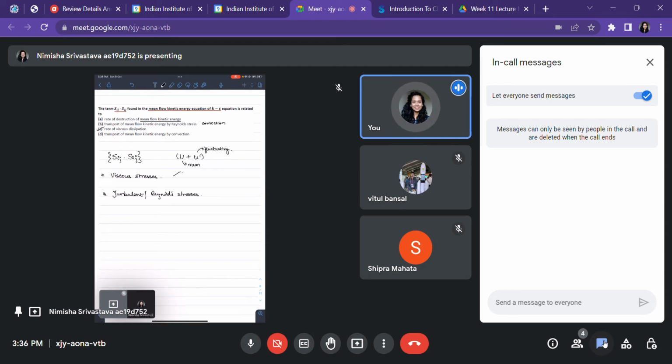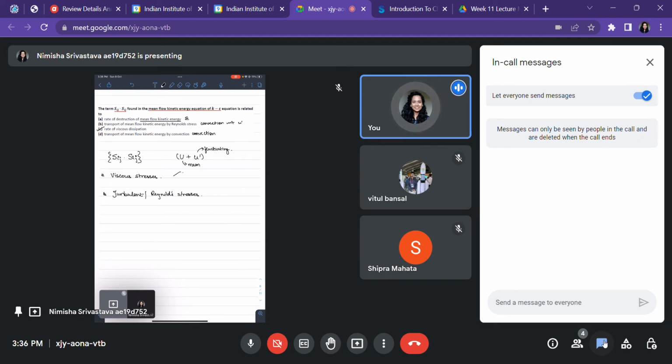And transport of mean flow kinetic energy by convection. This is convection, and this is convection with respect to u dash. Okay, rate of destruction, this is what is epsilon. So rate of viscous dissipation is what we are talking about in this case. So yeah, that's the right answer.